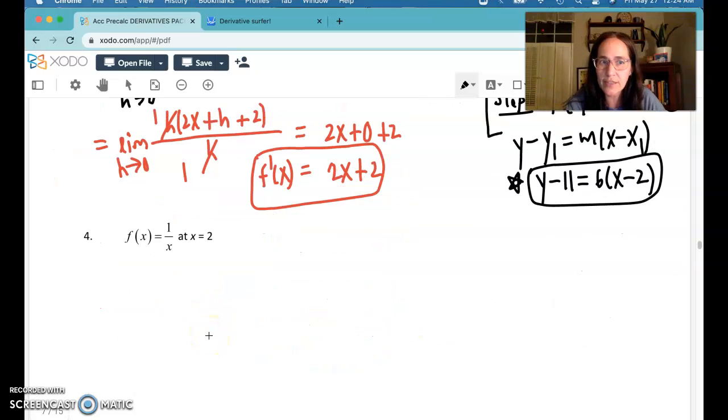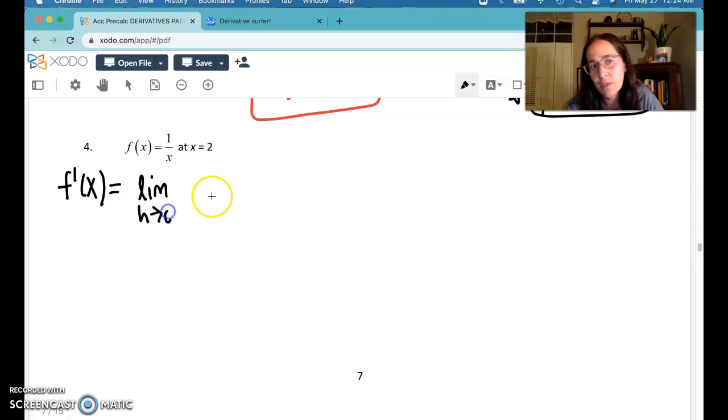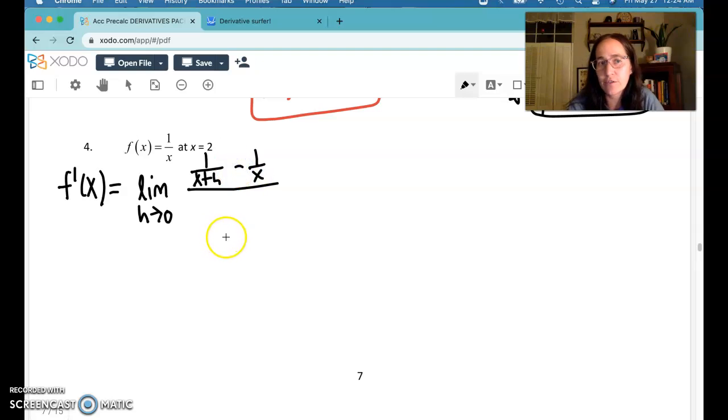I want to look at this next example and see if we can do the algebra here. So step 1 is we want the equation of the tangent line. So we will use the second definition of derivative and a difference quotient to see what we can simplify. So limit as h approaches 0, f of x plus h is 1 over x plus h minus f of x, so minus 1 over x, all over h.